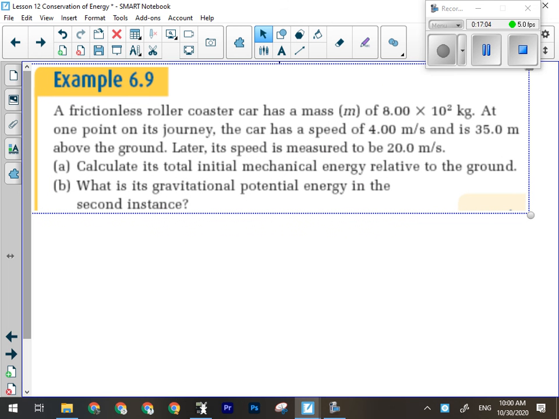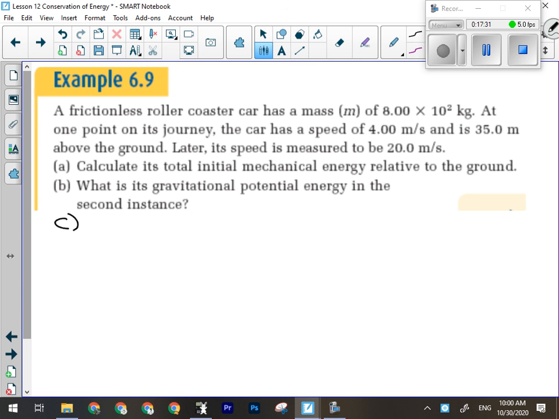Okay, so you got a frictionless roller coaster with a mass of 800 kilograms. At one point on its journey, it has a speed of 4 meters per second and is 35 meters above the ground. Later, its speed is measured to be 20 meters per second. Calculate its total initial mechanical energy and then what its gravitational potential energy would be in the second instance. And for part C, how high above ground is it? Okay, give you a few minutes on that one.